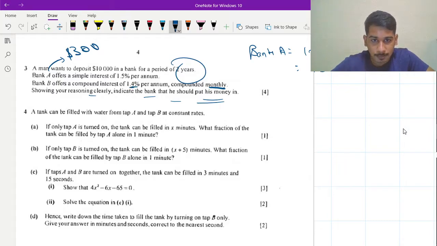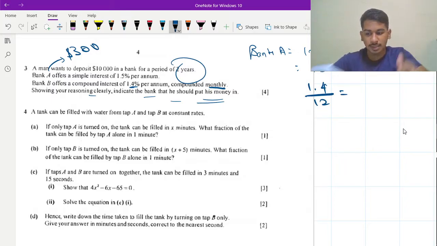Compounded yearly. So 1.4 divided by 12. That's the percentage you get for each month when you compound. 1.4 divided by 12. I'm going to leave it like that.